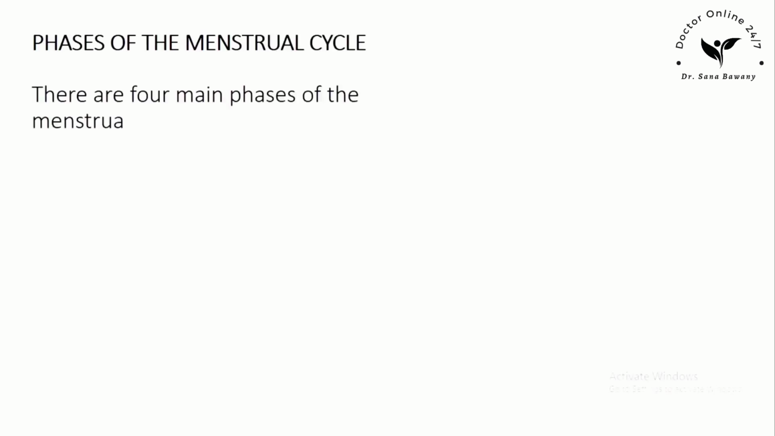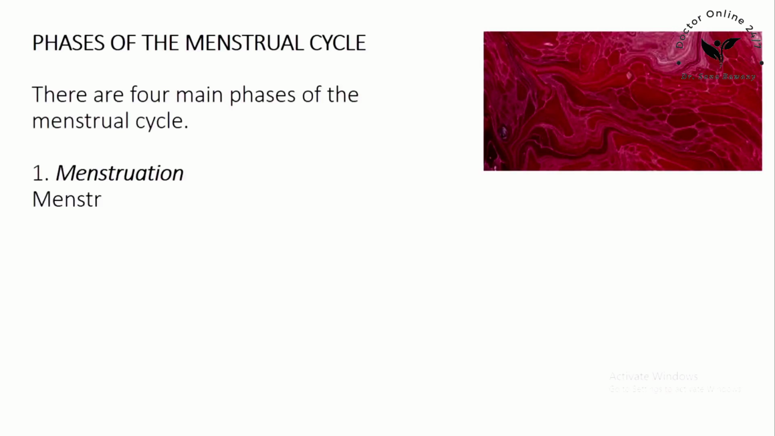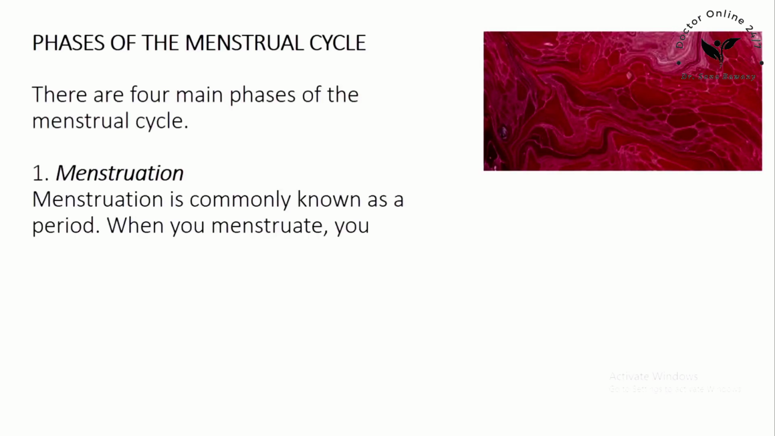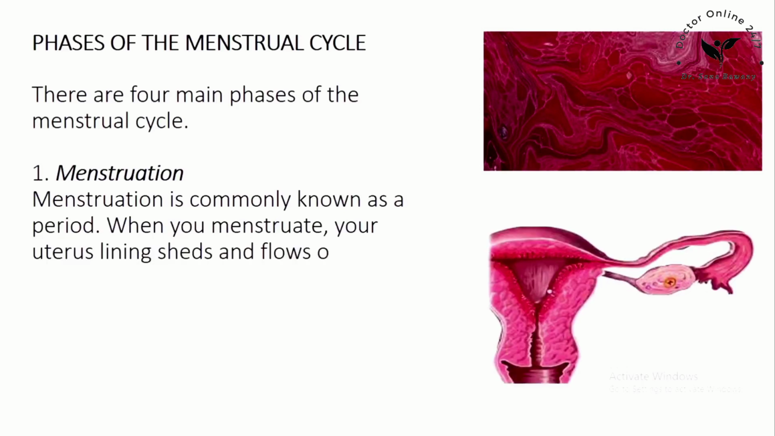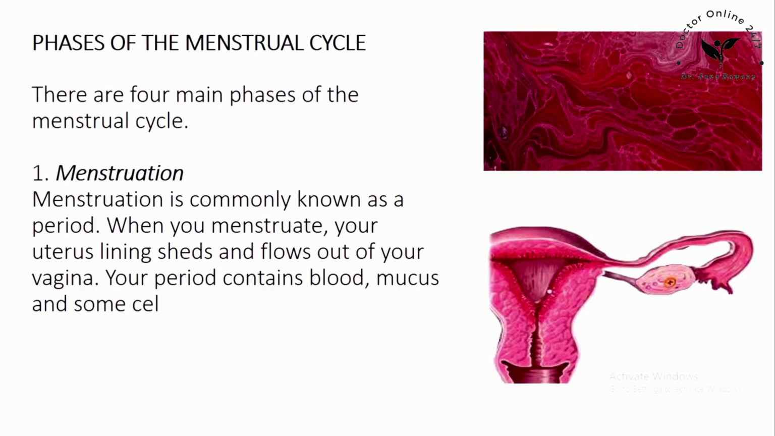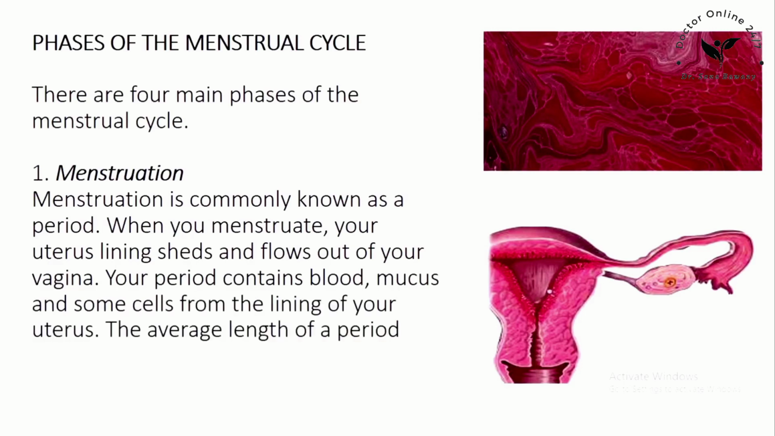Phases of the menstrual cycle. There are 4 main phases of the menstrual cycle. 1. Menstruation. Menstruation is commonly known as a period. When you menstruate, your uterus lining sheds and flows out of your vagina. Your period contains blood, mucus, and some cells from the lining of your uterus. The average length of a period is 3 to 7 days.